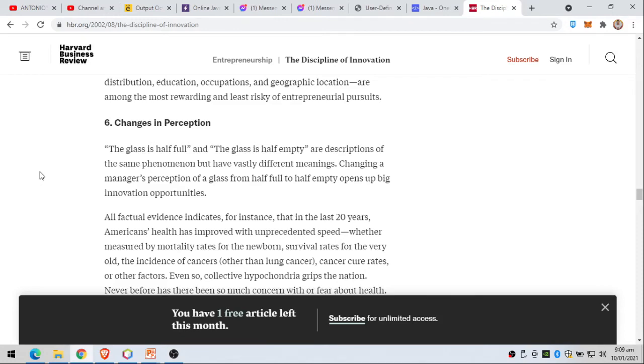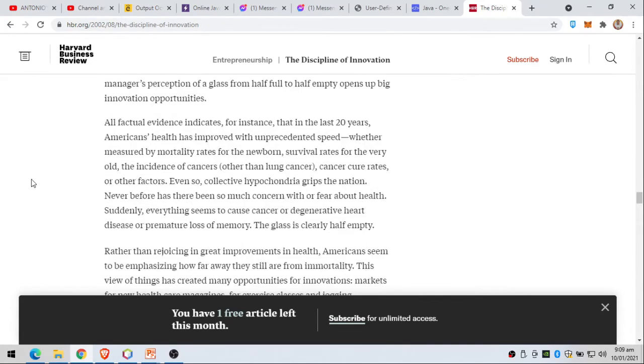Changes in perception. The glass is half full and the glass is half empty are descriptions of the same phenomenon but have vastly different meanings. Changing a manager's perception of a glass from half full to half empty opens up big innovation opportunities. All factual evidence indicates, for instance, that in the last 20 years, Americans' health has improved with unprecedented speed, whether measured by mortality rates for the newborn, survival rates for the very old, the incidence of cancers other than lung cancer, cancer cure rates, or other factors.